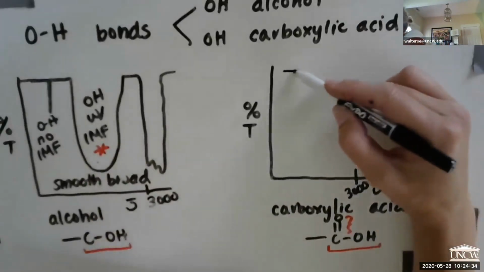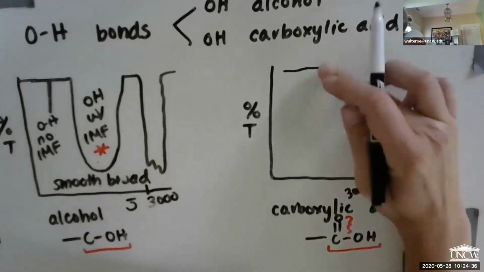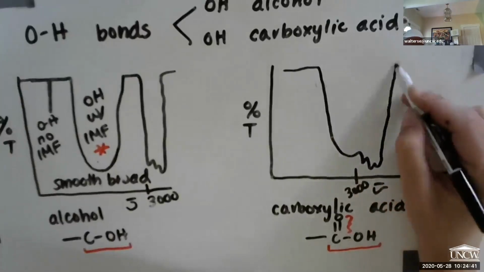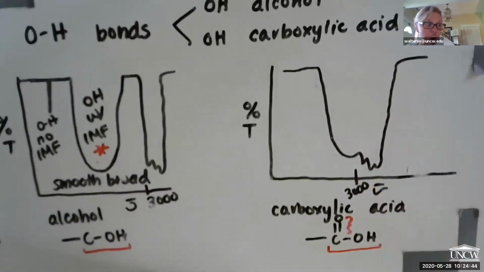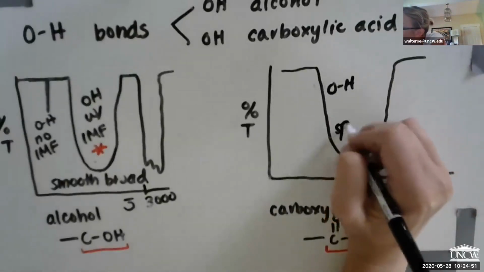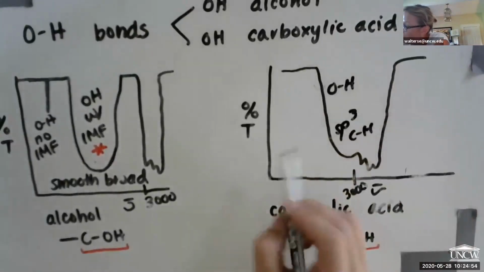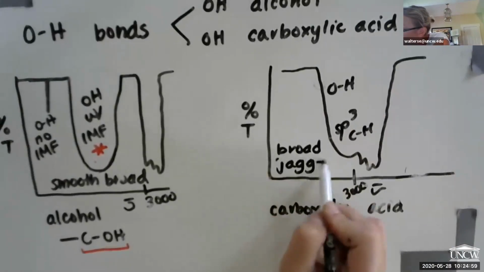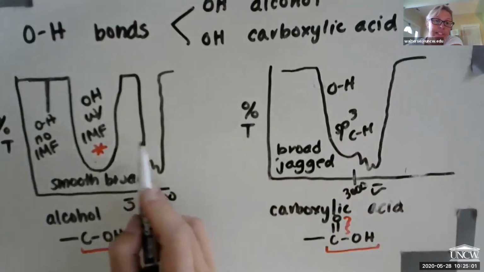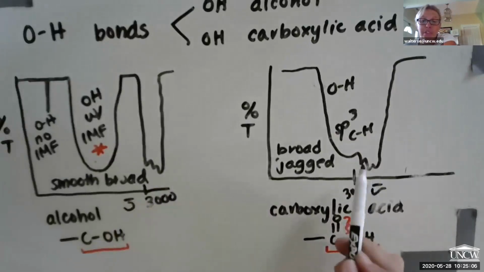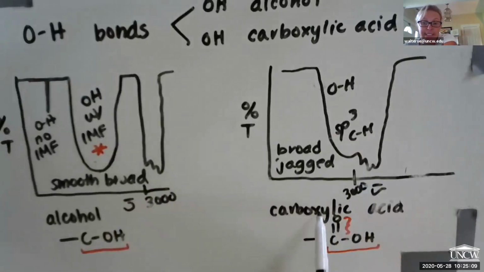So your big, broad alcohol stretch, or OH stretch, ends up interacting with your sp3 carbon to hydrogen stretch. So you get your OH and sp3 carbon to hydrogen. This is still broad, but it's kind of jagged. So broad and smooth with a separation is an alcohol. Broad and jagged with no separation is a carboxylic acid.